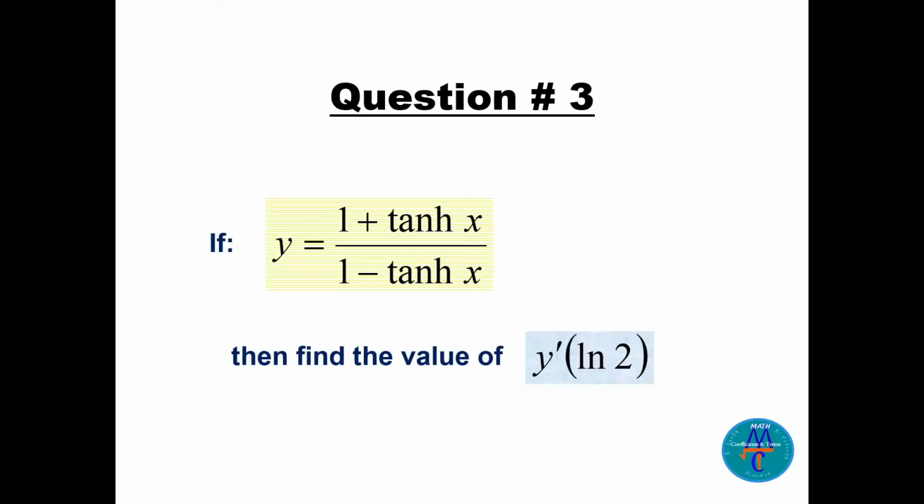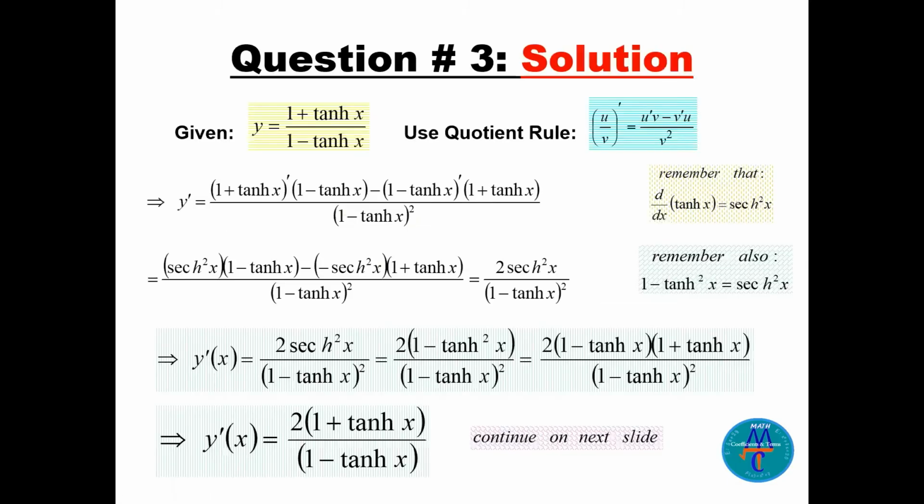Now question number 3 says, given the function y equals 1 plus hyperbolic tan of x divided by 1 minus hyperbolic tan of x, we need to find the value of y prime evaluated at ln of 2. So first, we find the derivative of this function. And when we simplify it, we replace x by ln of 2. Please, you can try it. This is a very nice question.